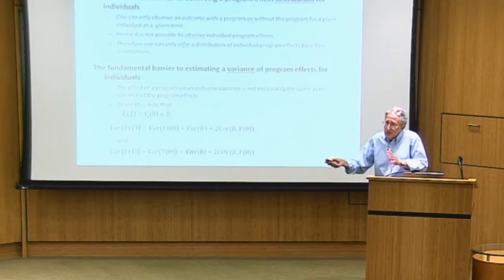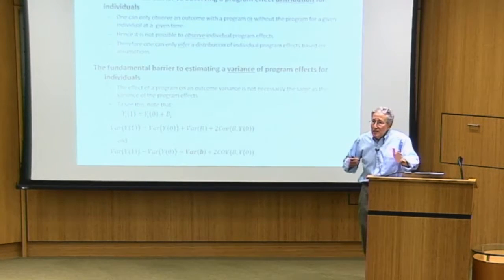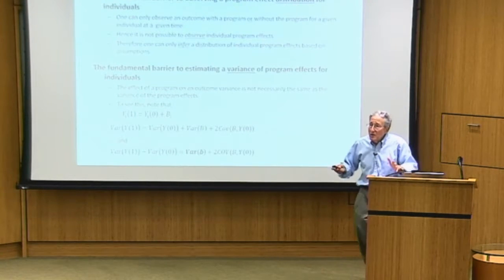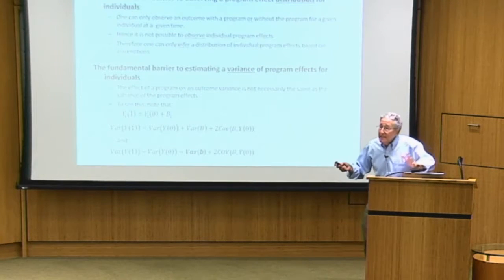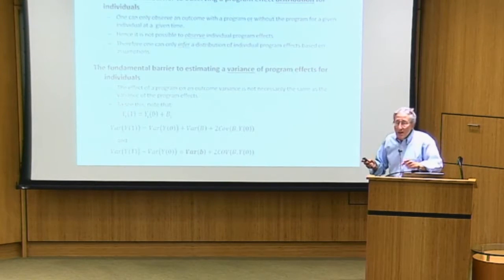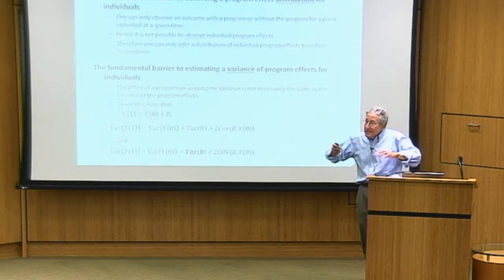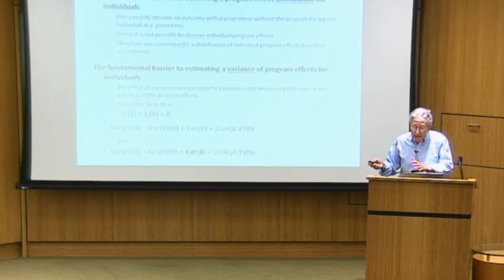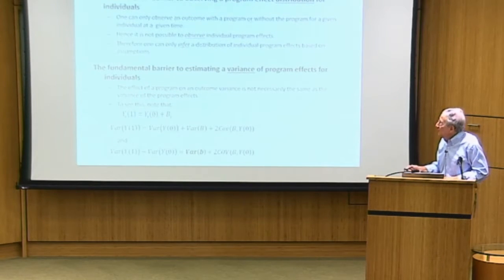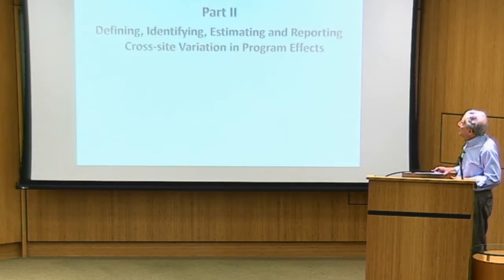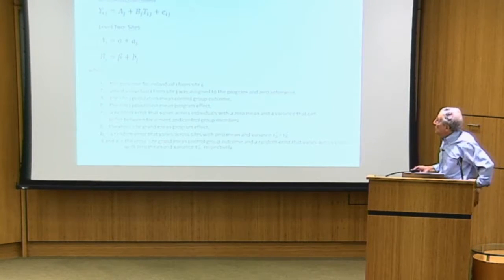So you're sort of asymmetric on what you can learn here at the individual level about the covariance. You can learn that it's negative when it's negative. If you have enough precision, you can't learn that it's positive when it's positive. So that's just a limitation. Now we're going to switch from individuals to sites, where you can learn somewhat more.